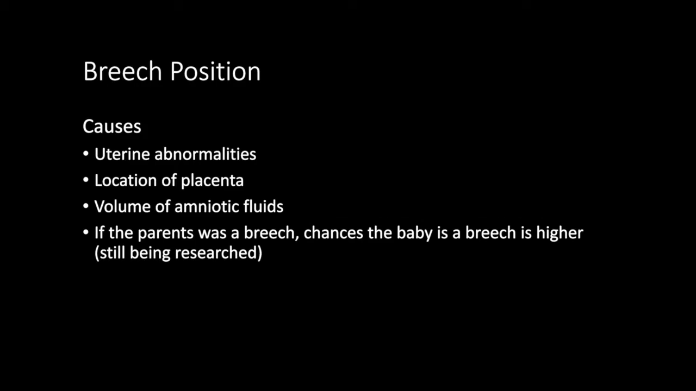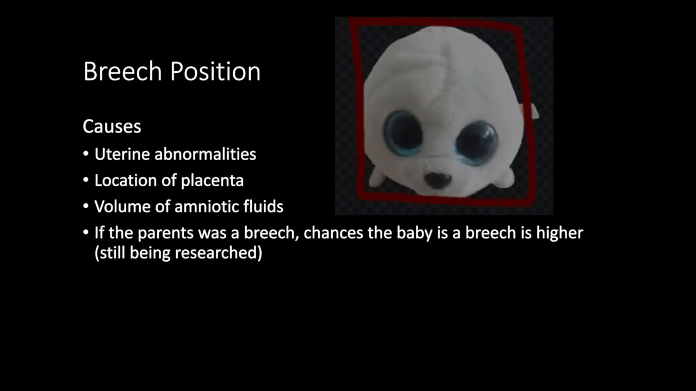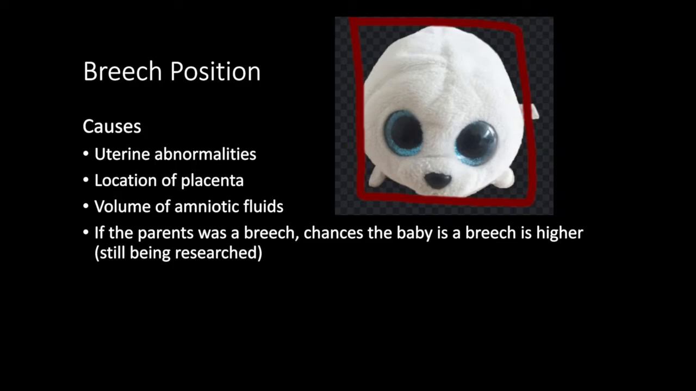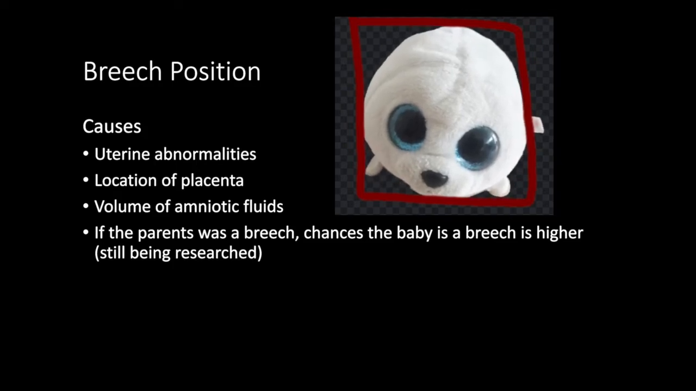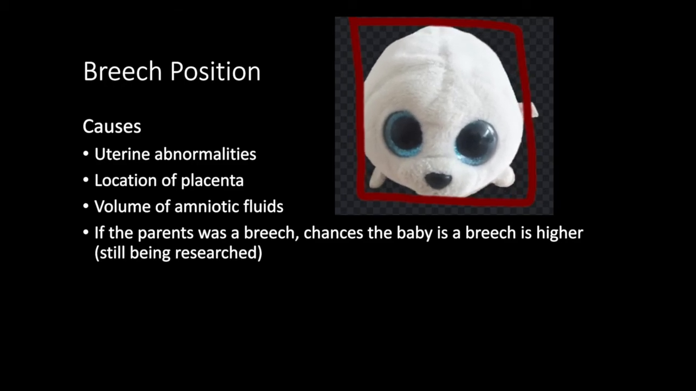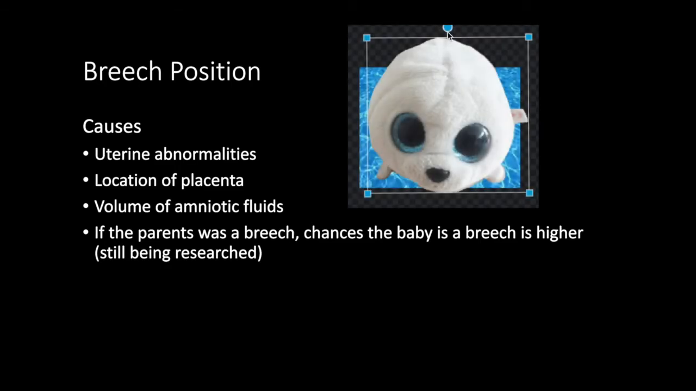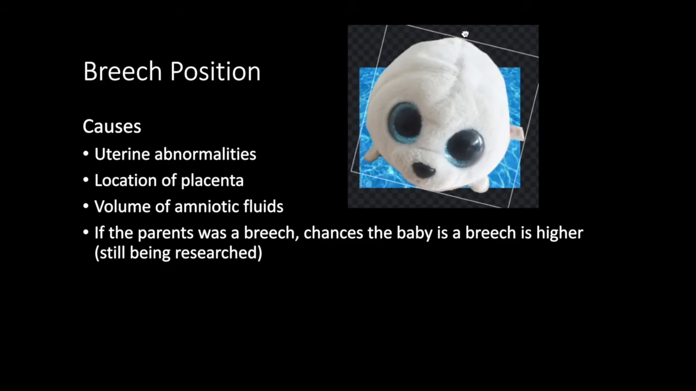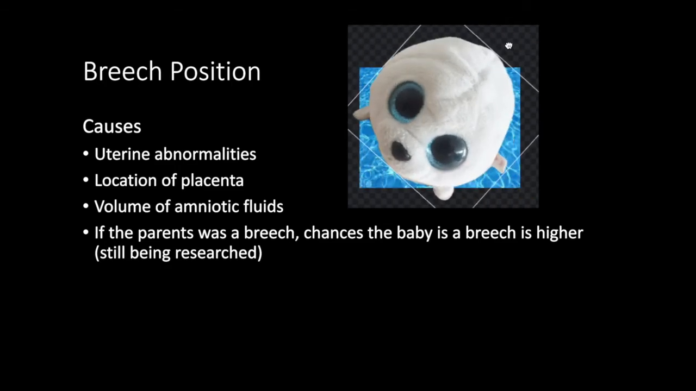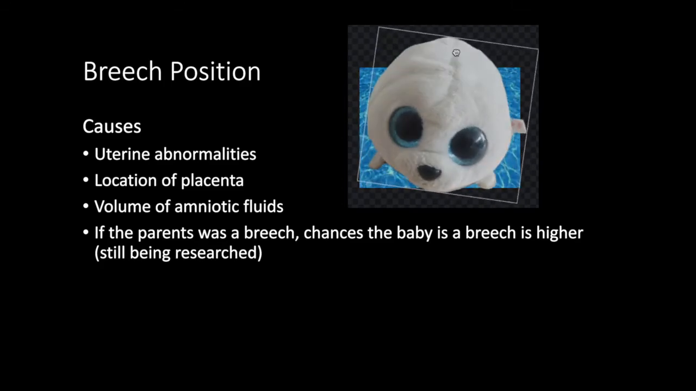Next, the location of the placenta could also affect whether the baby is a breech. If the placenta of the mother is located near the top of the uterine wall or is covering the cervix, this could prevent the baby from turning as it is blocking the baby's head. A difference in amniotic fluid in the womb can also prevent the baby from turning, as there is not enough fluid for it to move around in.